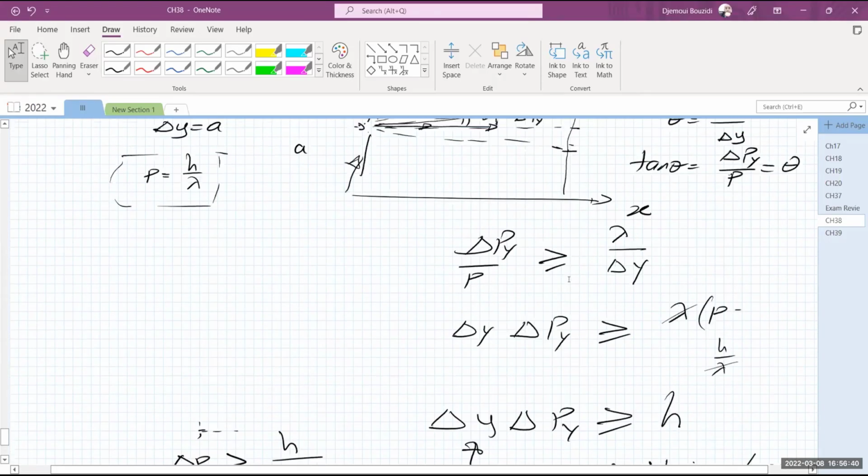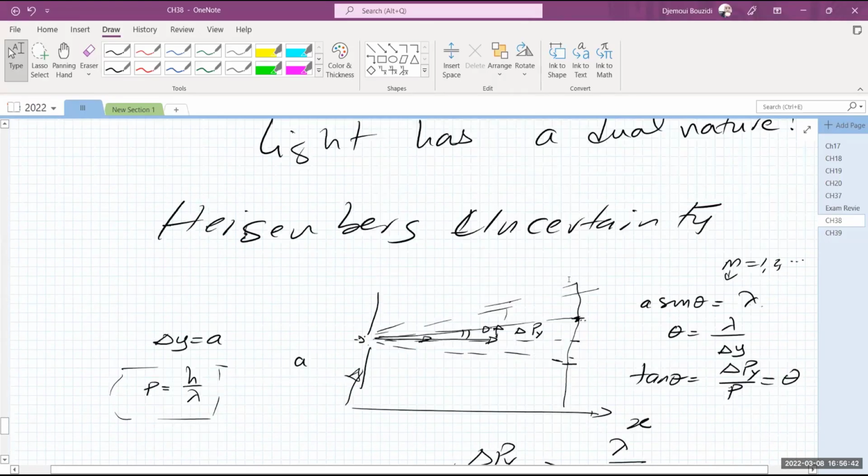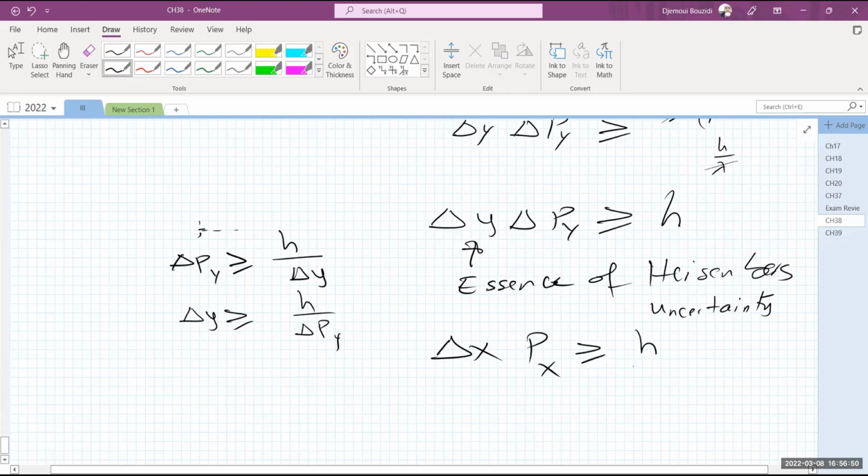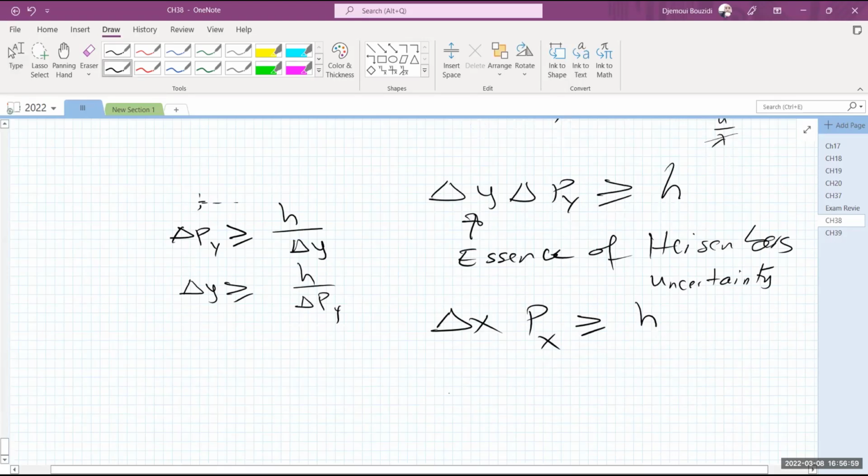As a matter of fact, I can take the whole experiment and rotate it by 90 degrees, and this expression will become in the x direction. So the delta x and the corresponding momentum for it must be greater than or equal to h. If we treat this more carefully, this is just to give you an idea. The correct relationship is actually much deeper than this.